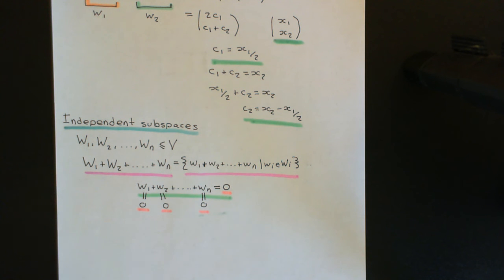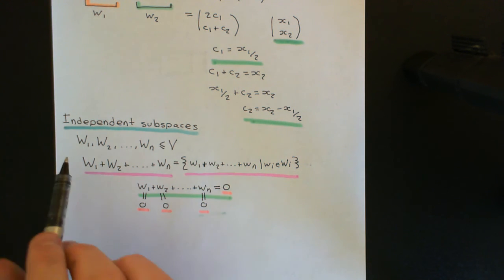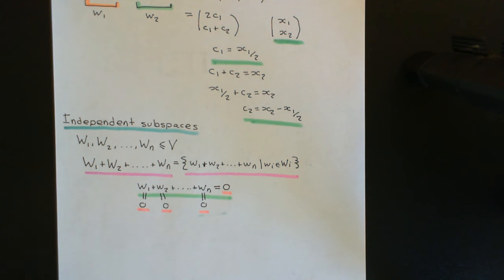That's the definition of a bunch of subspaces being independent. It means the only sum of elements from these subspaces which gives you the zero vector is the trivial one. Now this means that the instant this is true, something else is going to be true.